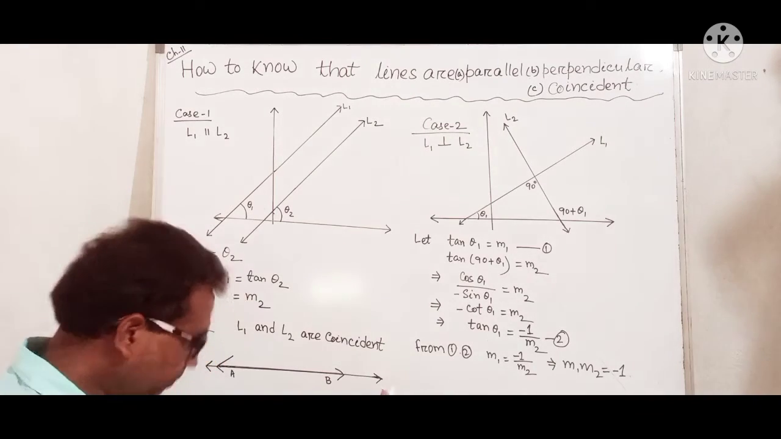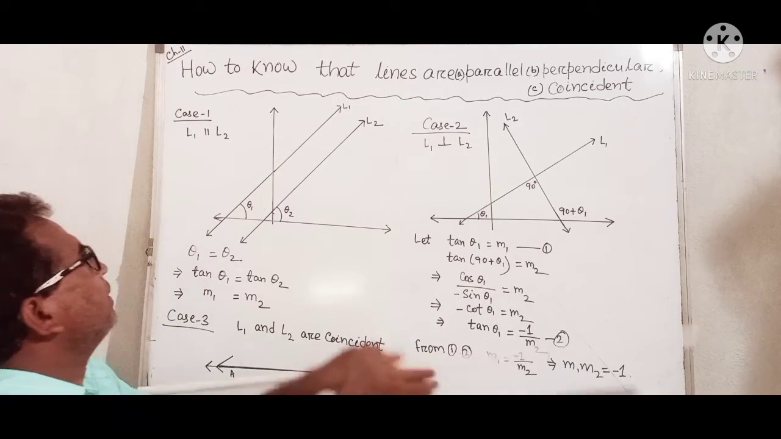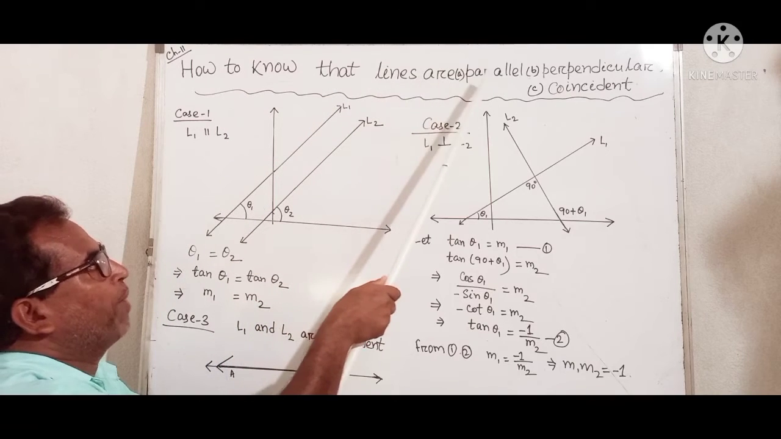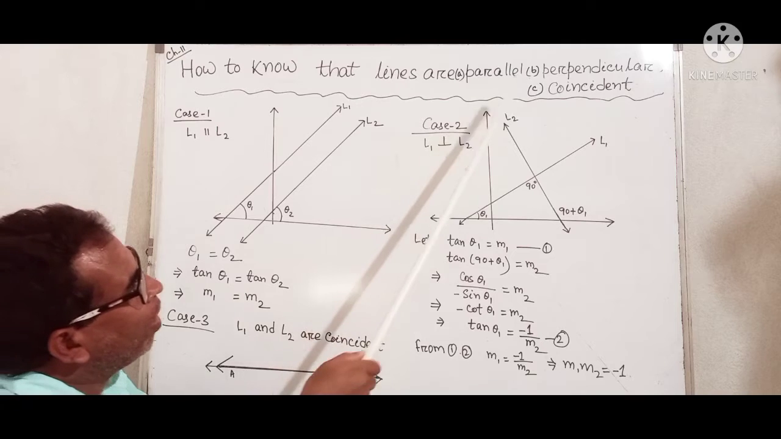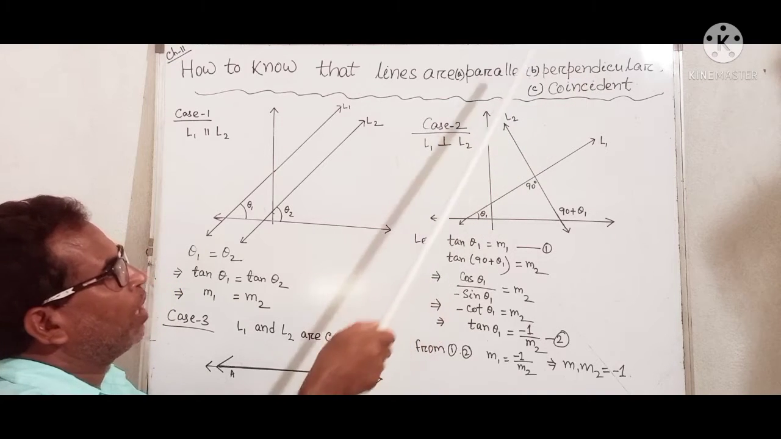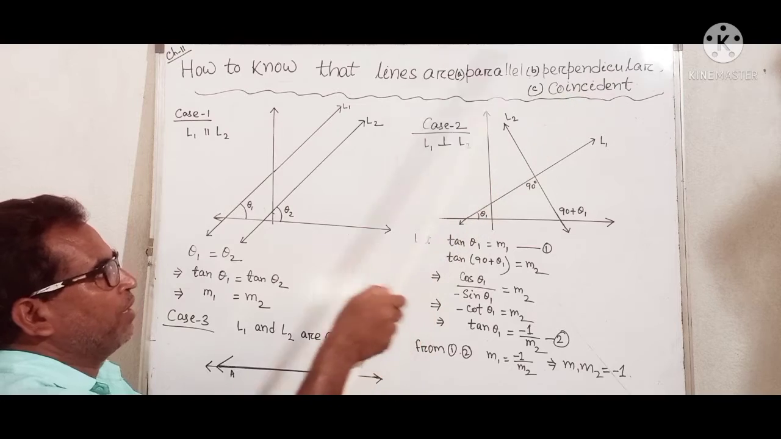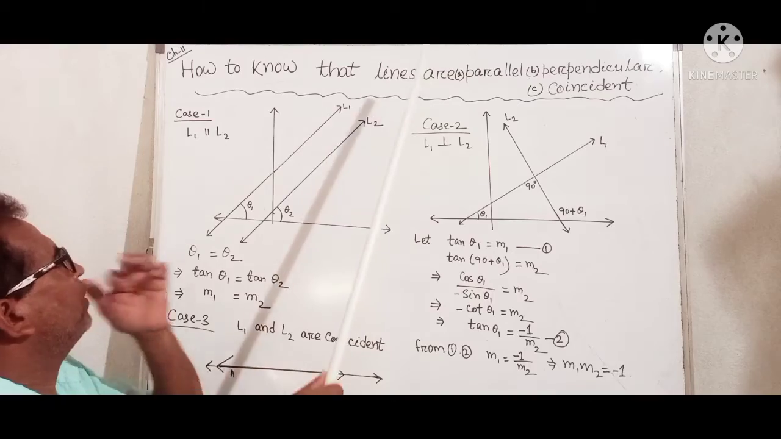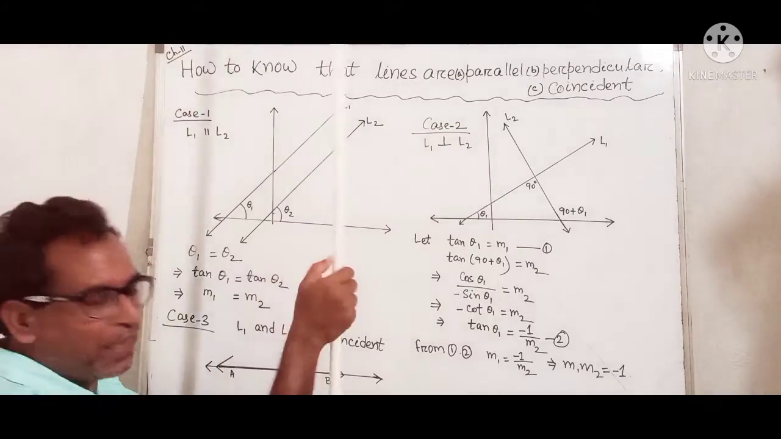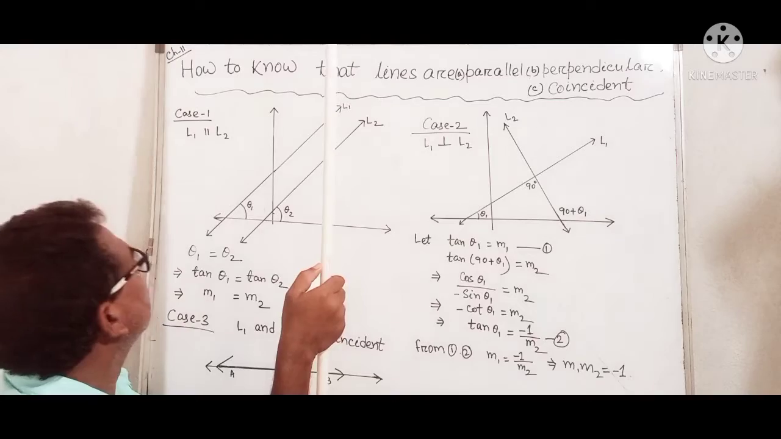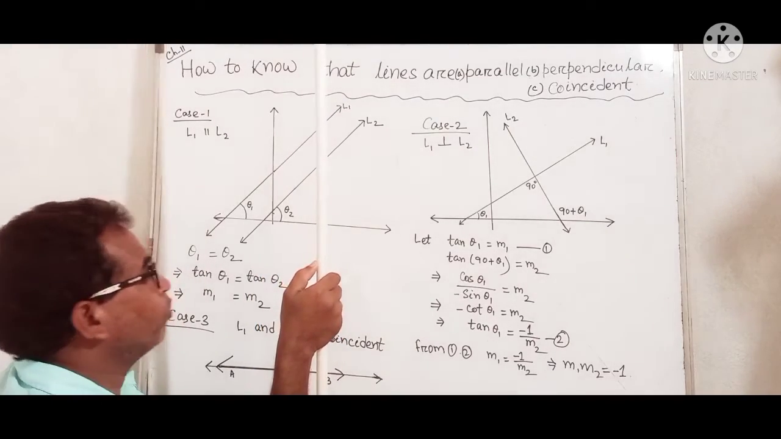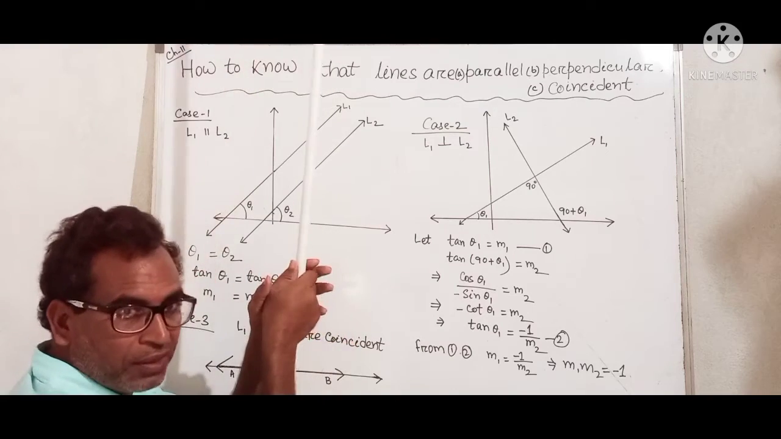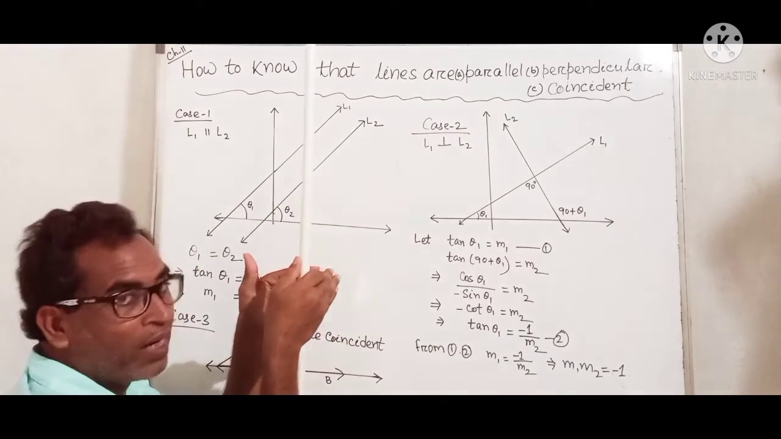Hello dear students, today we will discuss how to know that lines are parallel, or perpendicular, or coincident. So it belongs to chapter 11, straight lines, in plus 2 mathematics first year course. So what are the conditions?